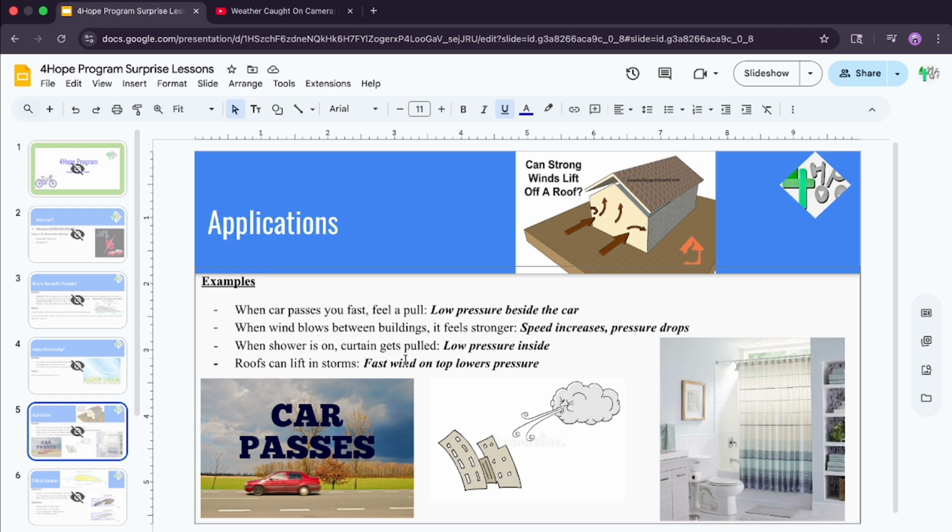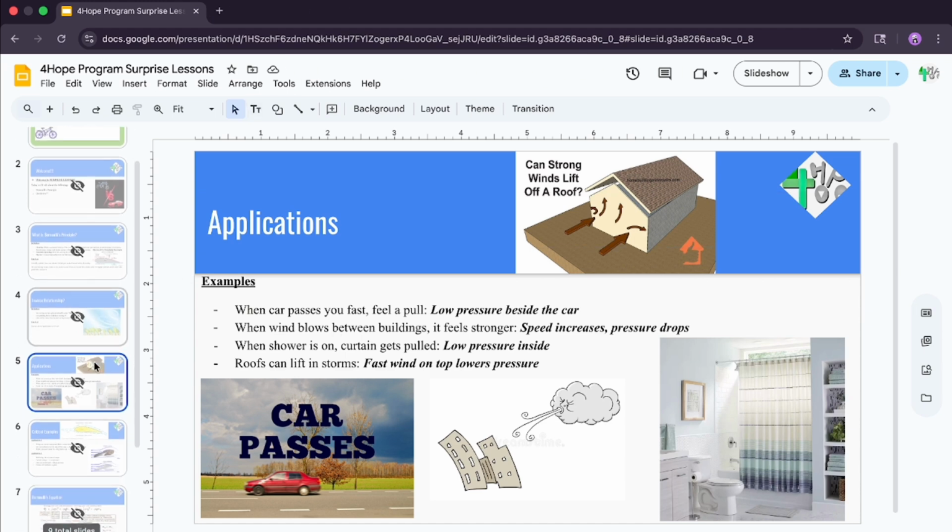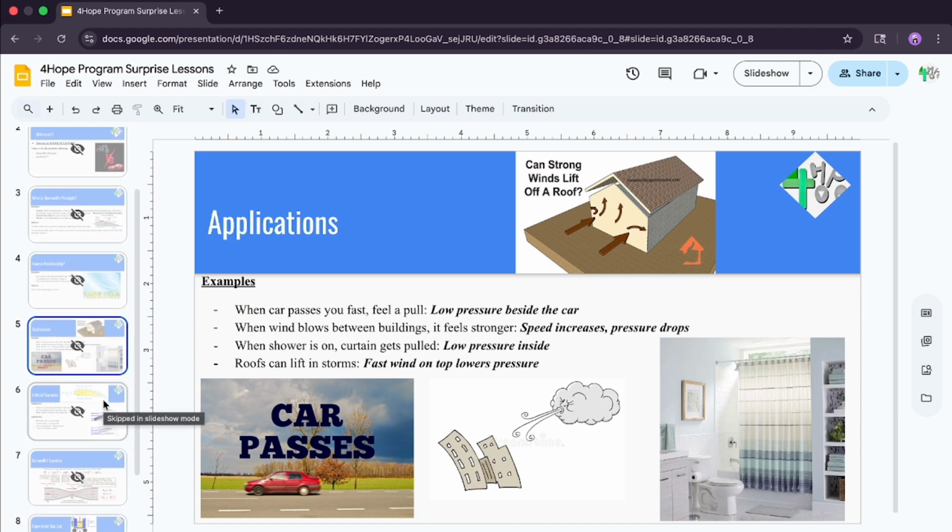When roofs lift in storms, the fast wind speeds on top with low pressure will blow the whole thing away, which is very dangerous. So we should always have good roof structures, and we should always have a good safety plan, especially when these kinds of disasters are happening.